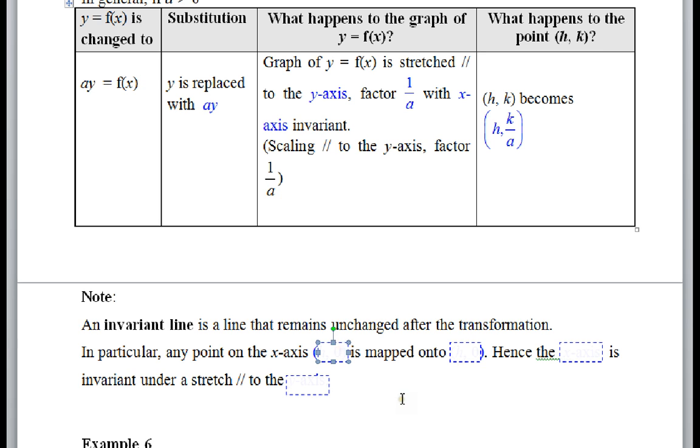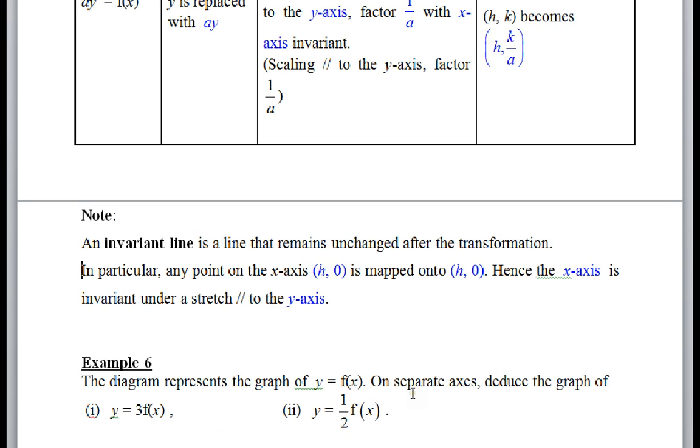Well, I just explained invariant line, so you all can copy down.